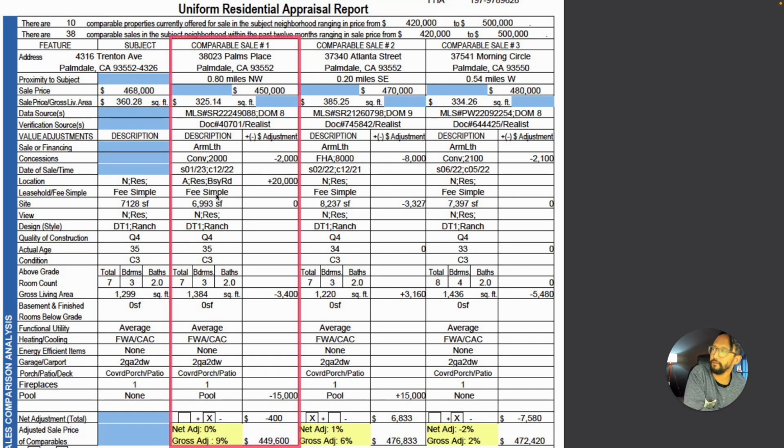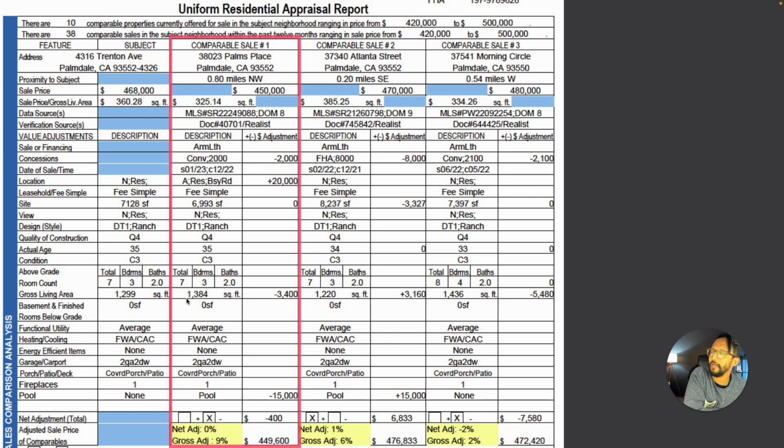I'll go into more detail. Look at this one here, location. A, res, BSY, RD. What does that mean? But they added $20,000. Why did they add $20,000? I'll explain why. Let's go down here.